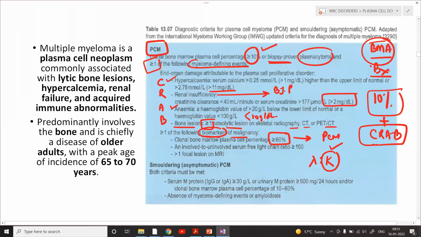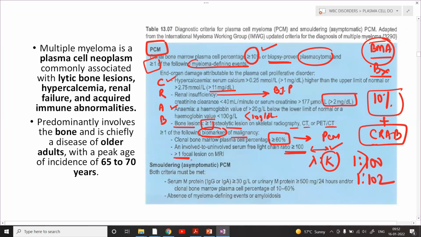If the increase is so much that the ratio between this and this, if you can see, is approximately 1:100 or more, so if this becomes more than 100, it means the amount of kappa is actually 100 times more as compared to the other one. In that condition, this is again one of the biomarkers of malignancy. Is this clear to everyone? Yes. This is the second important thing.